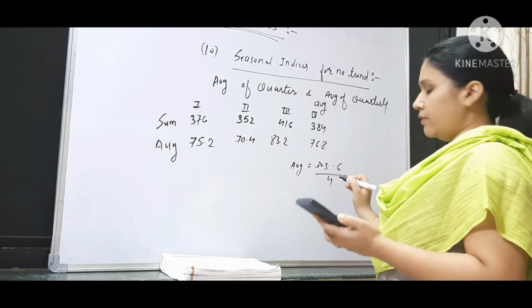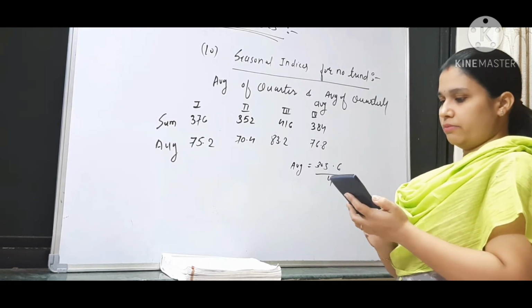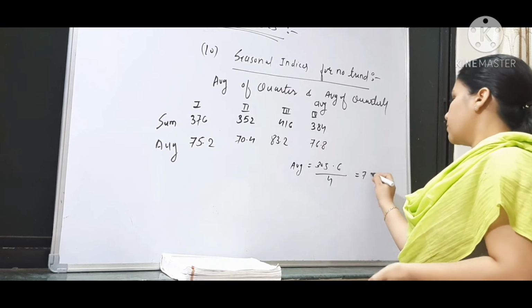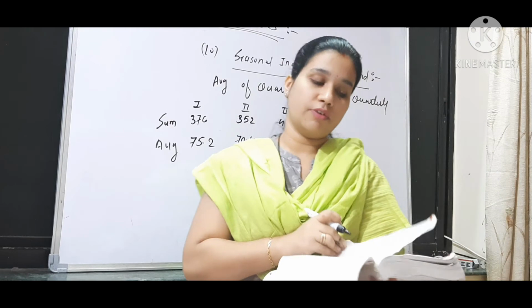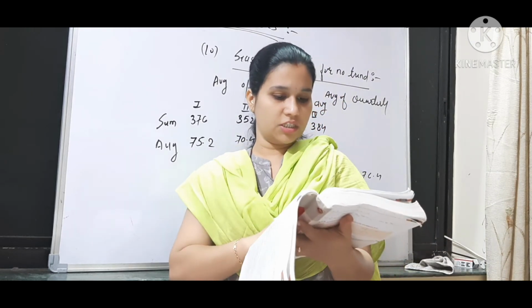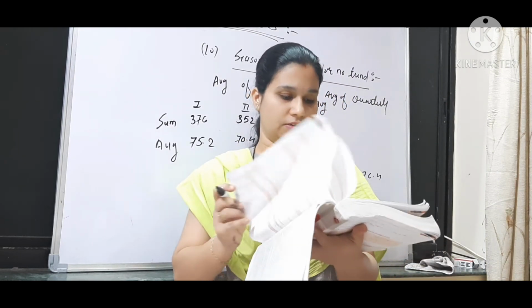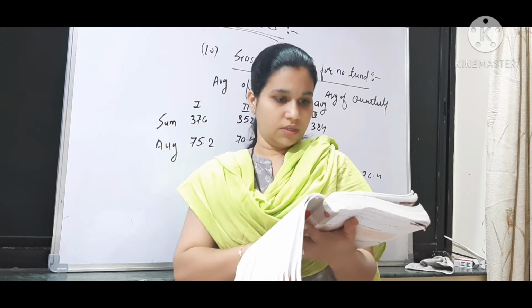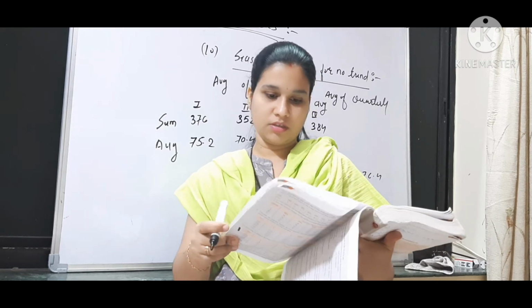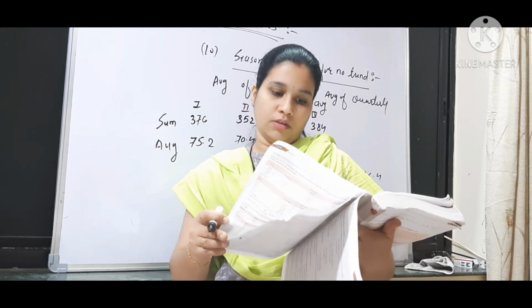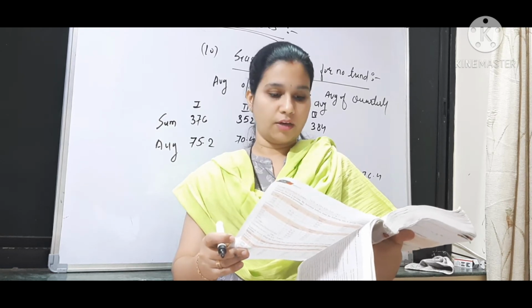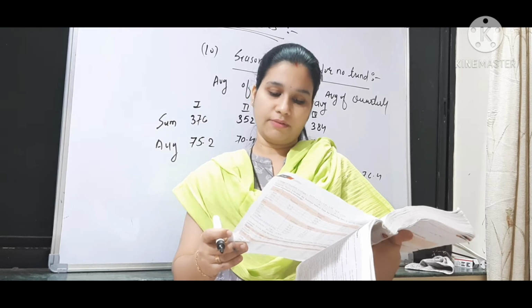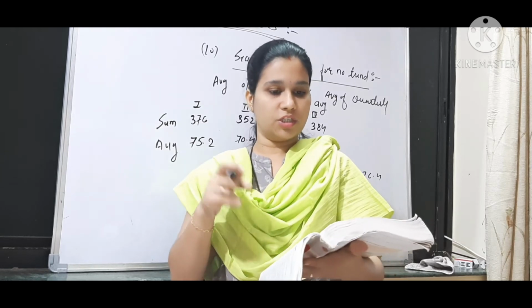305.6 divided by 4 will give you 76.4. So this is how seasonal indices are found when no trend is given. Again this question is given here. Can you check this question? Question number 9 on page number 19.49. Question number 19.2.11. The same question is given here.